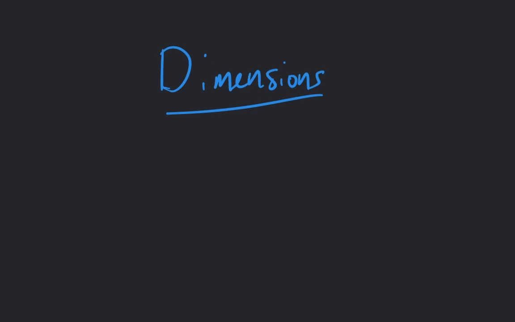The dimension of a vector space is the number of vectors in any basis for it. And it's the number of linearly independent vectors required to span the entire space. If we're in Rn, then the dimension is obviously n.